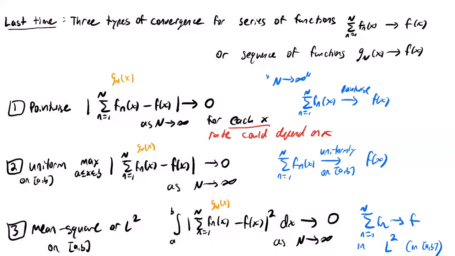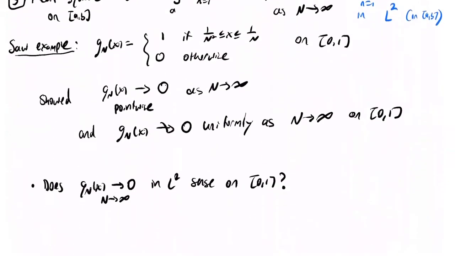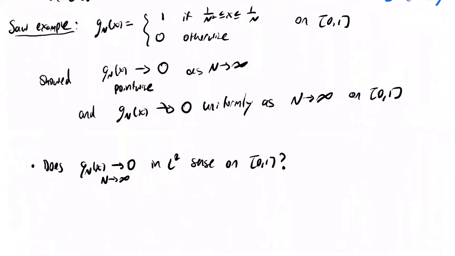Okay, and so we ended the lecture last time with an example of this form. We were looking at a function gn of x, which is defined to be 1, for each capital N, which is an integer, if x is between 1 over n squared and 1 over n, and 0 otherwise. And so we're considering the domain between 0 and 1. For example, maybe n is pretty large, so this is 1 over n squared, and this is 1 over n. In this region, the function is equal to 1, and everywhere else it's equal to 0.